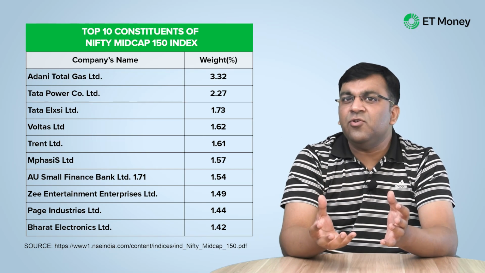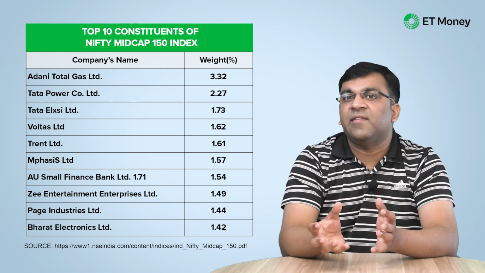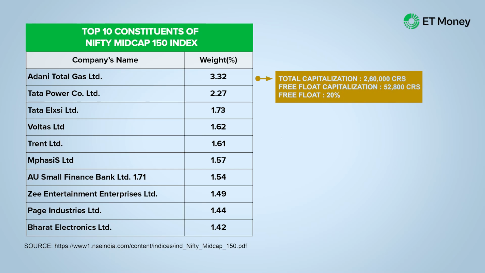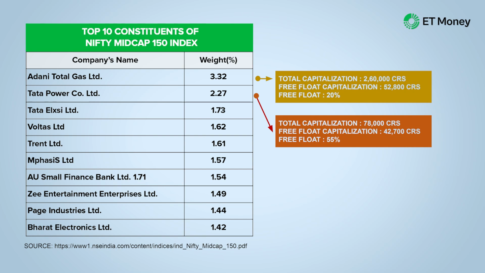But what's interesting to note here are their full market capitalization and their free float numbers. You see, Adani Total Gas has a market capitalization of 2,60,000 crores, while Tata Power's MCAP is a much more sedate 78,000 crores. However, since Adani Total Gas has a much smaller 20% proportion of free float in its shareholding, and because Tata Power has a much higher 55% free float, the weightage distribution is a lot more compact as compared to the market capitalization of these individual stocks.